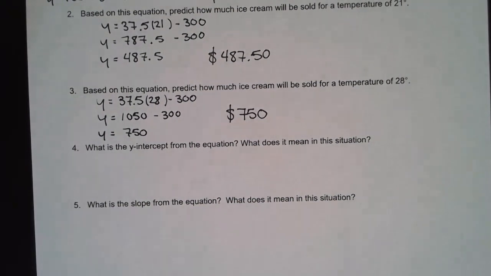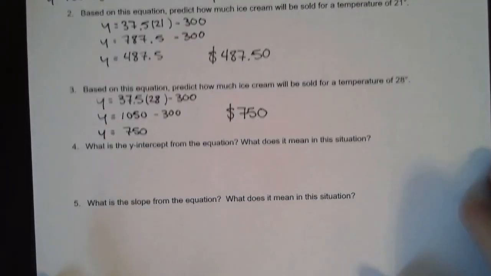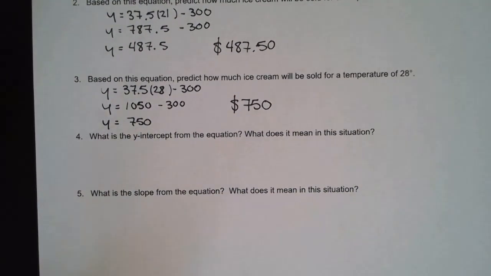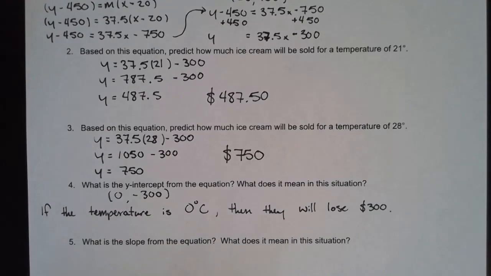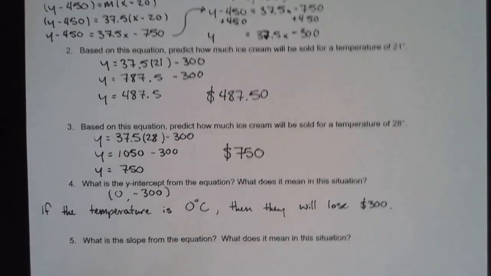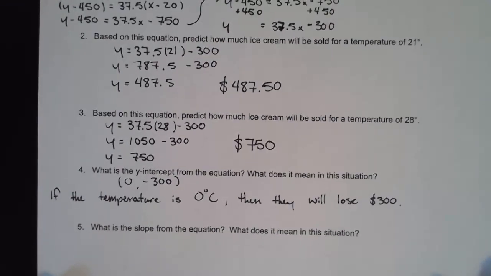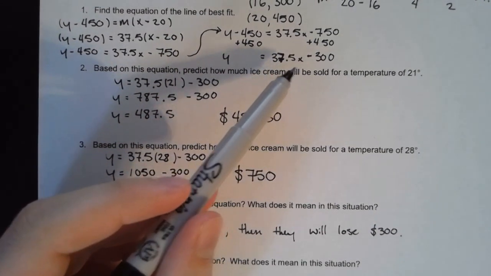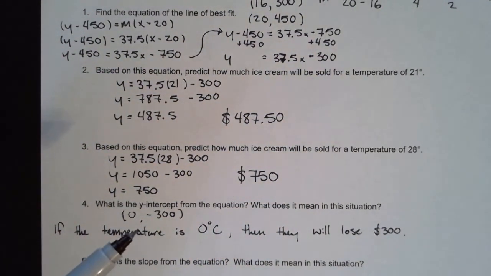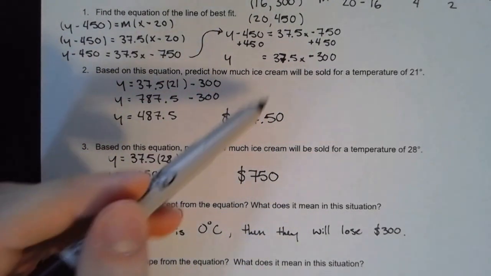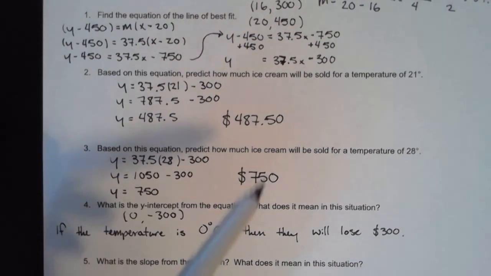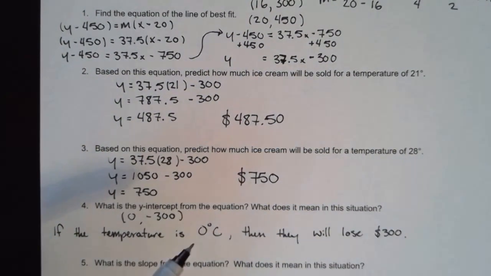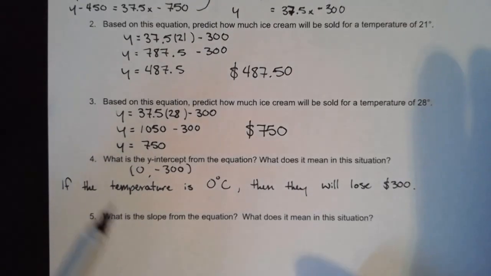Number 4, what is the y-intercept of the equation? What does it mean in this situation? So the y-intercept, you can find that either by plugging 0 in for x into your original equation and then solving for y. What you notice is this term will just go away. This times 0 is 0, so you'll just be left with negative 300.